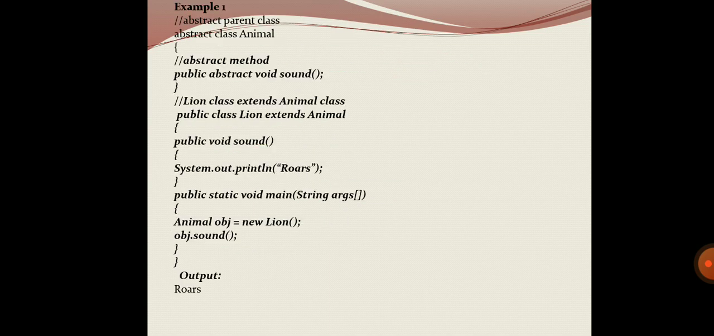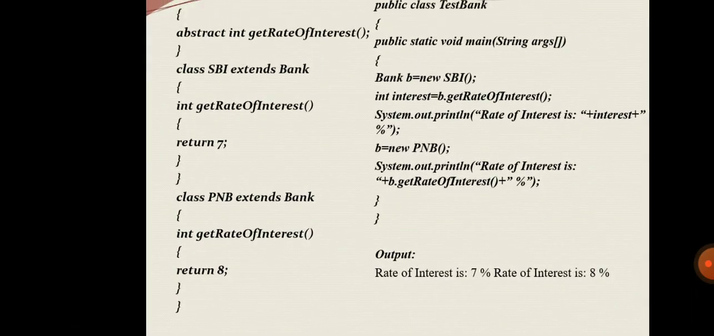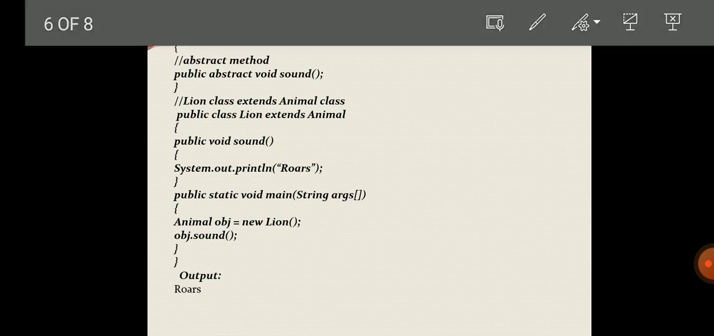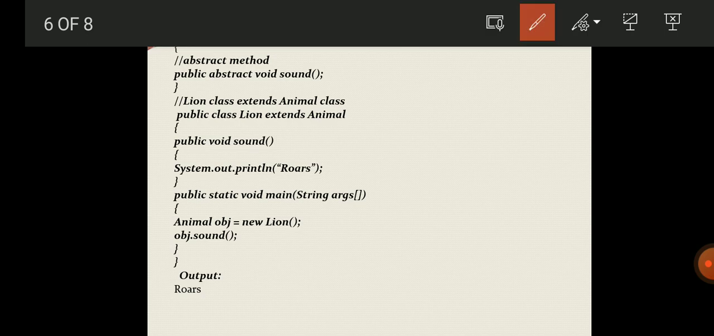Next we will see the example for the abstract class. First, the abstract class name is Animal. The abstract parent class name is Animal, mentioned here. Then we have an abstract method called sound. Public abstract void sound() is an abstract method. Next we are creating a class Lion which extends Animal. Animal is an abstract class.